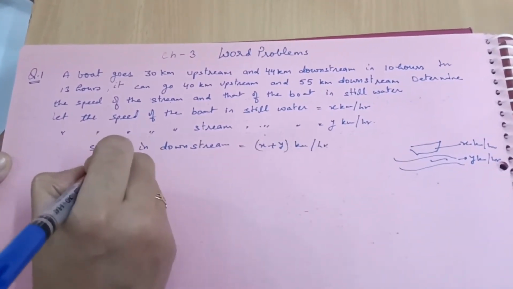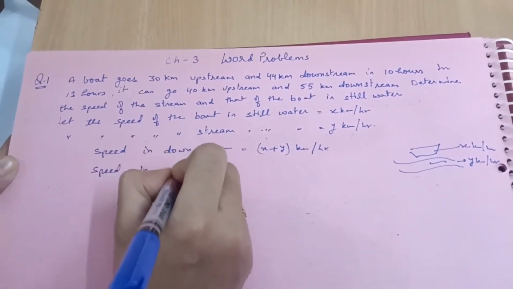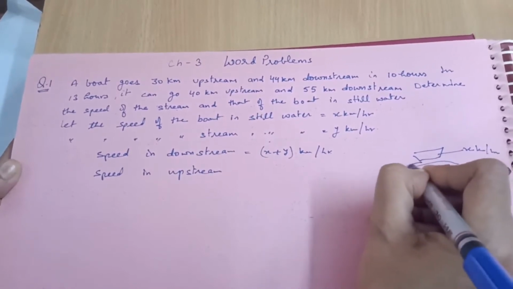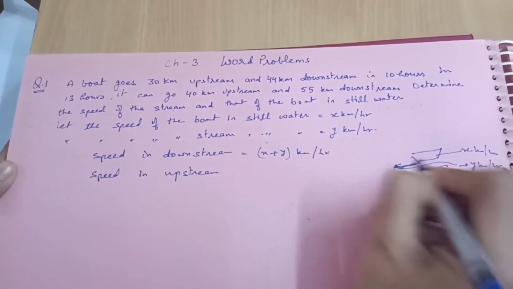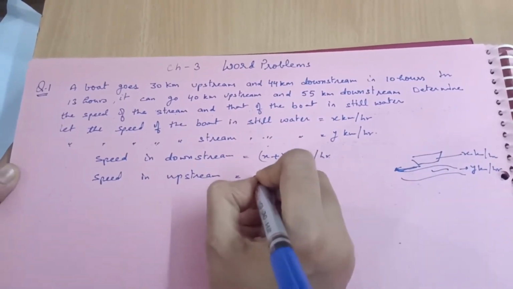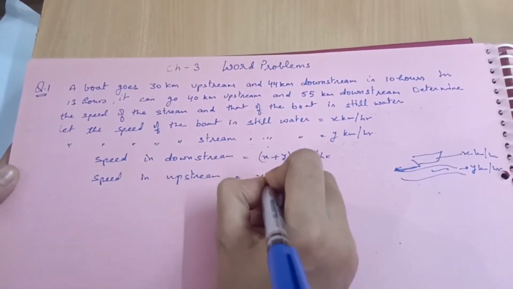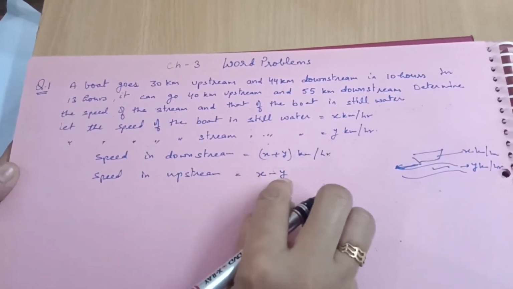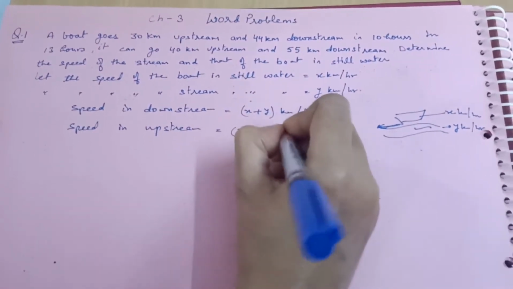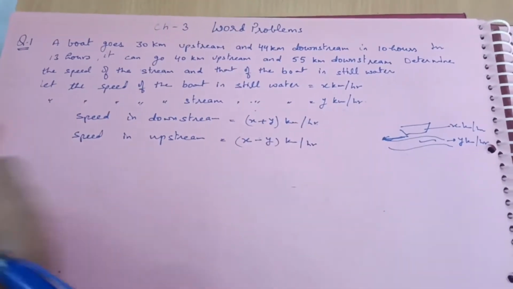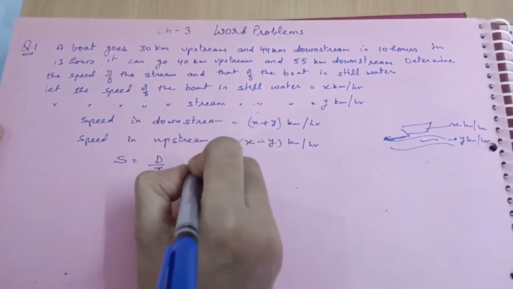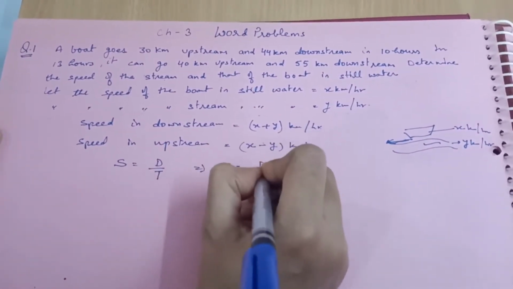And speed in upstream means the boat is going in this direction and the stream is coming in this direction. Then the speed is x minus y. Always the boat speed comes first, x minus the speed of the stream. That is your speed in upstream, x minus y km per hour. Now we know the relation: speed is equal to distance by time. So this implies time is equal to distance by speed.